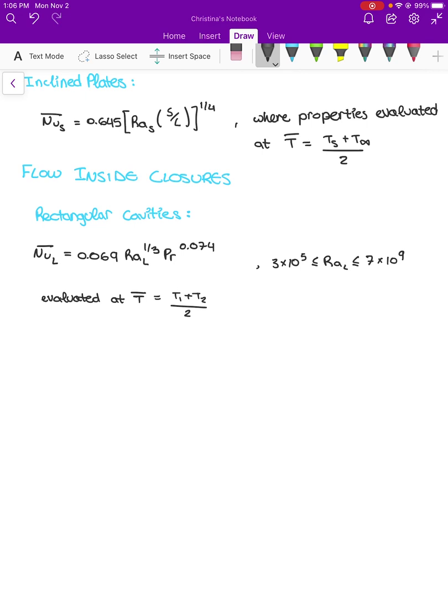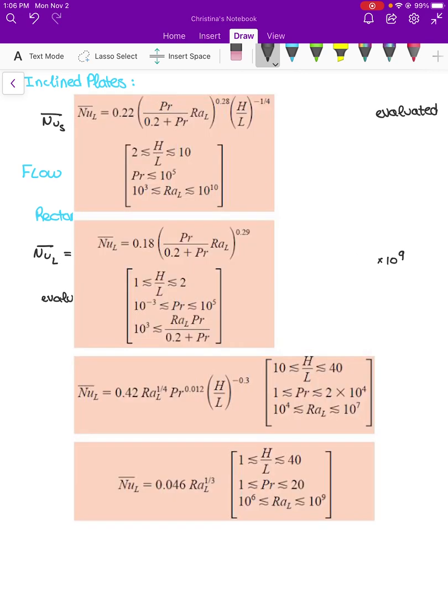For a rectangular cavity that is vertically aligned, there are many Nusselt number correlations, and I will put them all on the screen now.